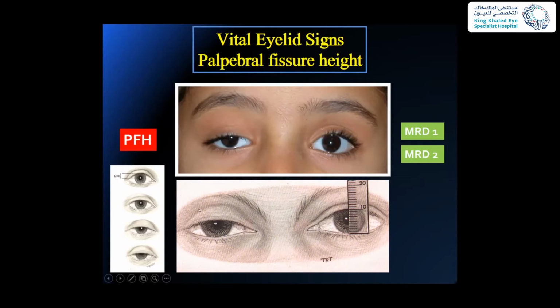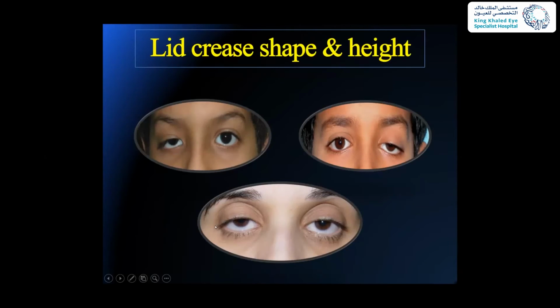They divided it into mild, moderate, and severe. If 1 to 2 millimeters covering, this is mild, 3 millimeters moderate, 4 millimeters or more severe degree of ptosis. As I told you, the lid crease shape and height are important.